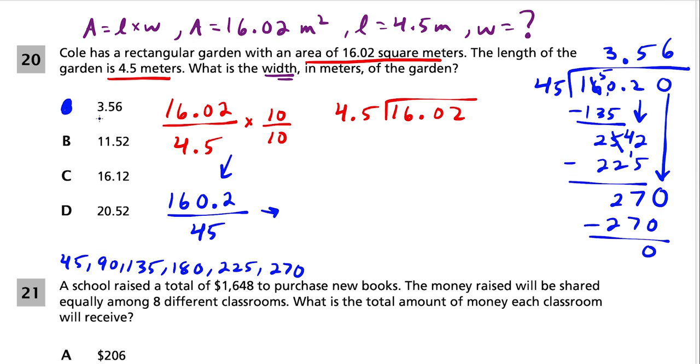So if you could use a calculator, you're done in moments. If you use common sense, you're done a little bit quicker. But it's cool to see how to do this the whole way through. Definitely choice A for 20. All right, question 21.